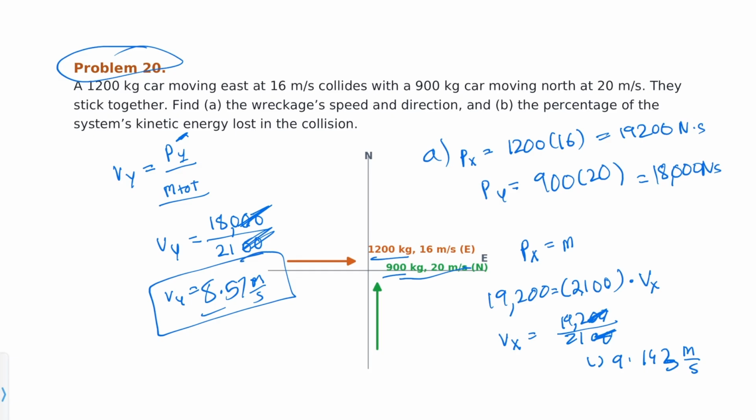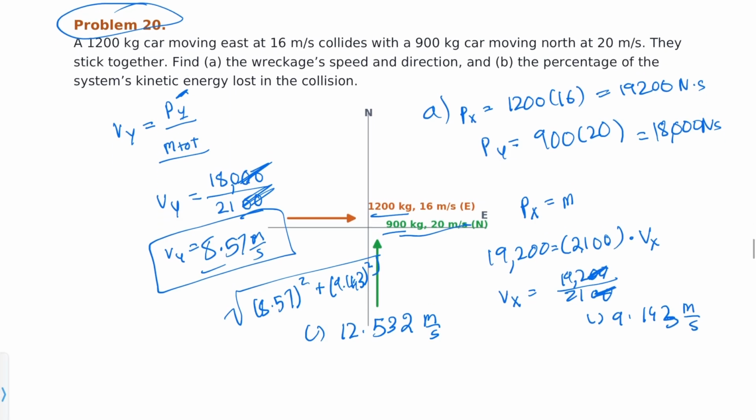Okay? And then total speed is just the square root of 8.57 squared plus 9.143 squared. So let's find that. 8.57 squared plus 9.143 squared. That could give me a slightly different answer if I did that. 12.532 meters per second.